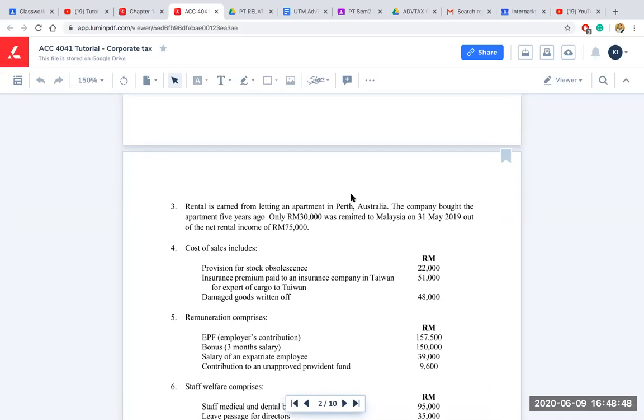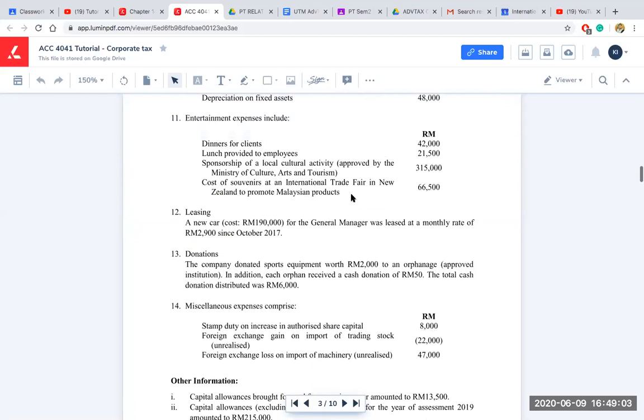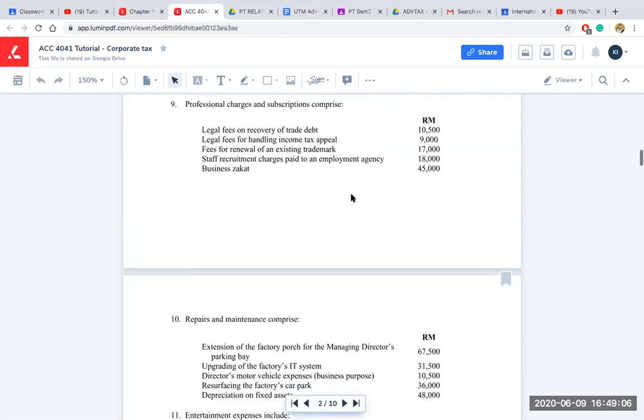Then approved donation pun tak boleh claim. Right, remember tadi sebab dia benefit in kind, and then the donation was given to the orphans. And then you have zakat. How much is zakat? Business zakat. Zakat tadi $45,000. So you kena check zakat tu. You tengok aggregate income you berapa, kena tunjuk 2.5%. It doesn't matter lah you punya aggregate income tu betul ke tak, but you must show that business zakat tu 2.5% of your aggregate income.